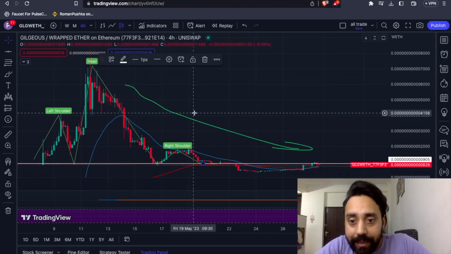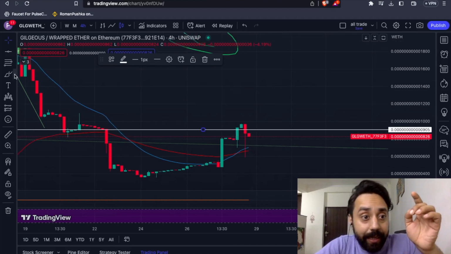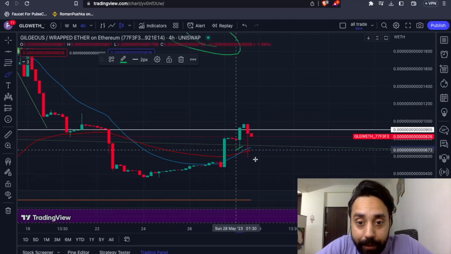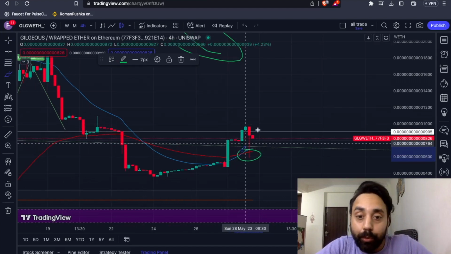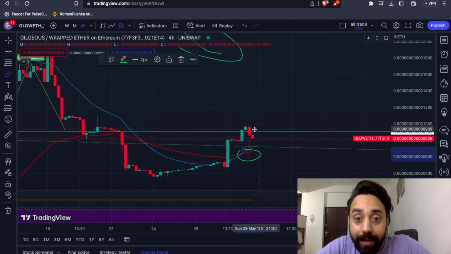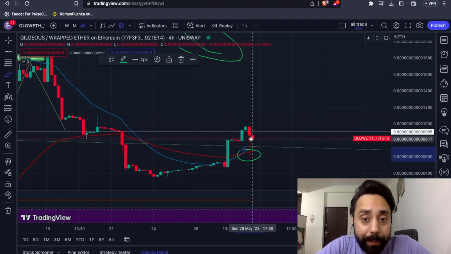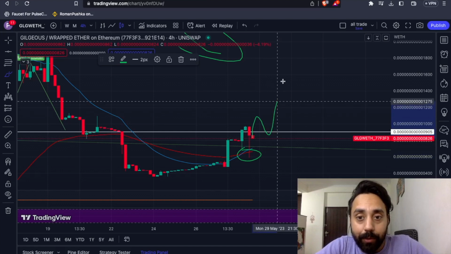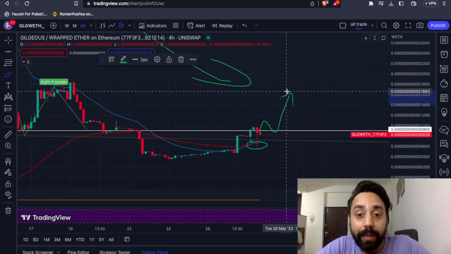So clearly it is testing the support line, but you can see here it has the support of the 20 EMA and 50 EMA. So this means this token can pump anytime soon. Once it crosses the support line, it is going to pump. So my prediction is it will go a little bit down and then it's going to shoot up. This is my prediction for the GLG WETH pair.